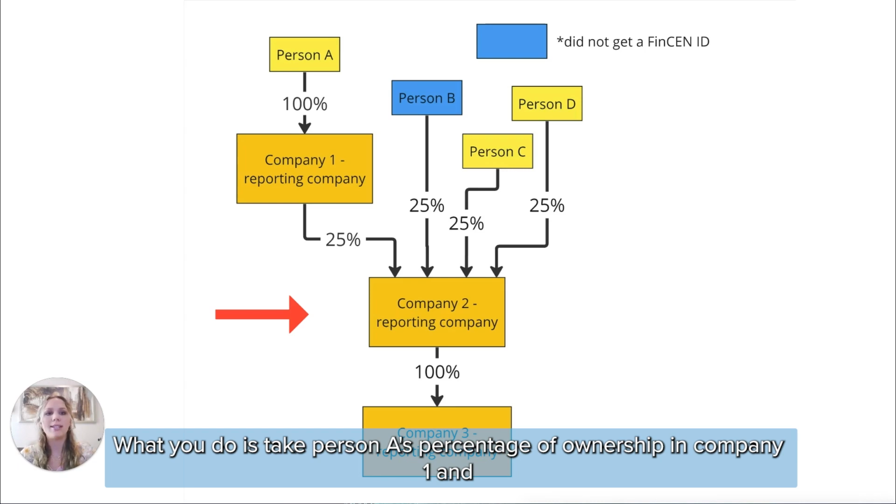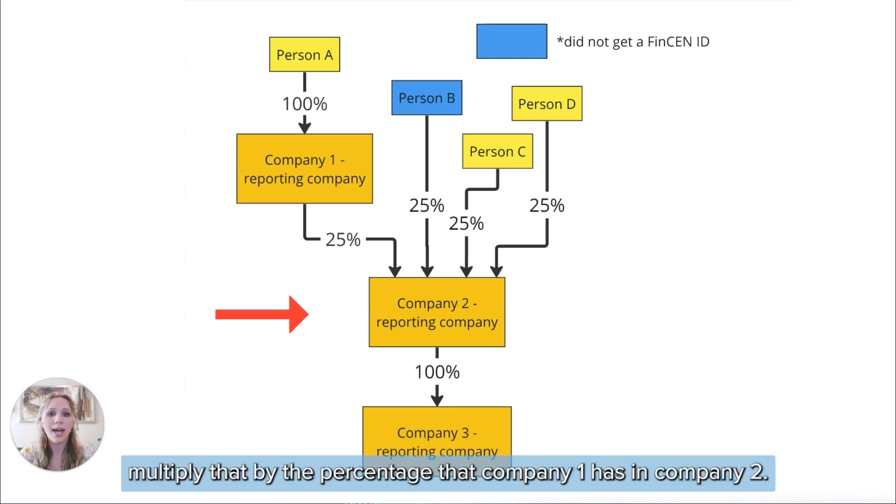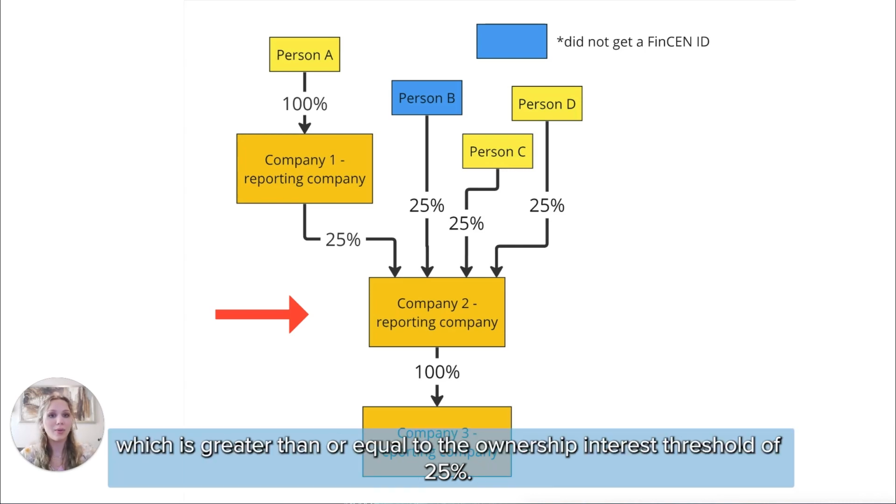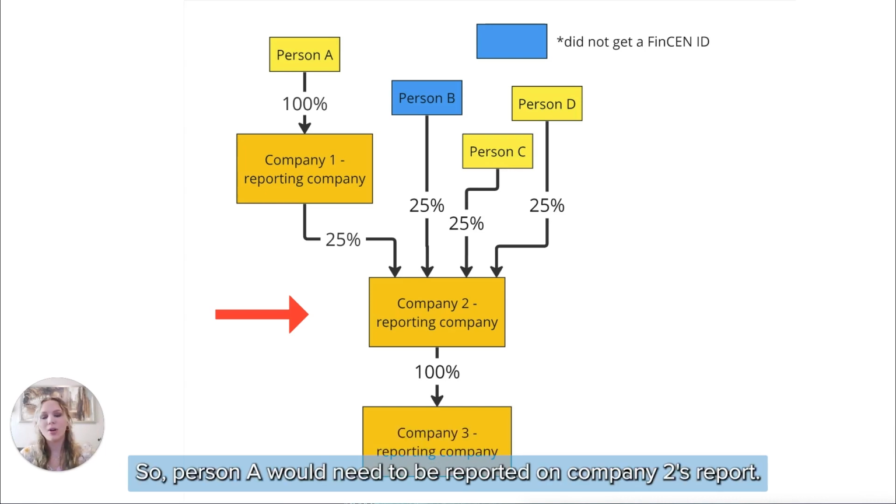What you'd do is take Person A's percentage ownership in Company 1 and multiply that by the percentage that Company 1 has in Company 2. So, 100% times 25% gets you to 25%, which is greater than or equal to the ownership interest threshold of 25%. So, Person A would need to be reported on Company 2's report.